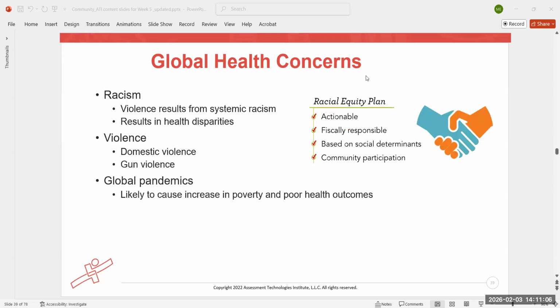Other concerns that can have a direct effect on health: racism, so the effects of violence, and how this impacts health disparities. Other violence, domestic violence, gun violence, and then the global pandemics.